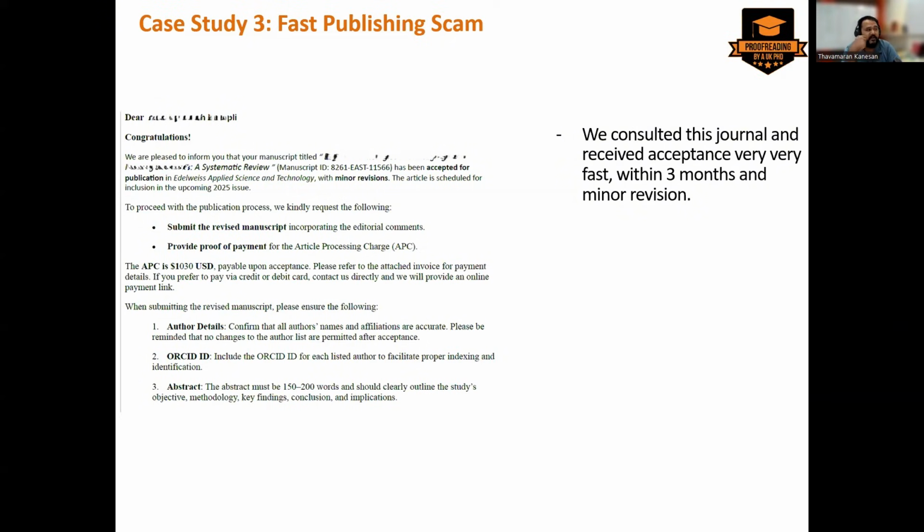So this particular paper we consulted last year, got accepted last year, all right, and then towards the end of last year, within 3 months, less than 3 months, I think, immediately minor revision. It was a systematic review paper that we consulted and coached. Students submitted to Edelweiss Applied Science and Technology. Even I knew something was wrong, okay? Because 3 months is too soon. Okay, it's too soon, 3 months, right? For me, I don't feel 3 months is good enough.